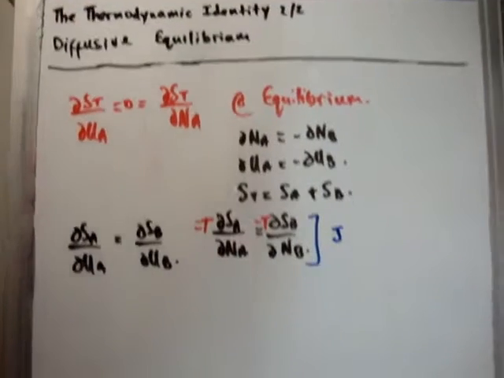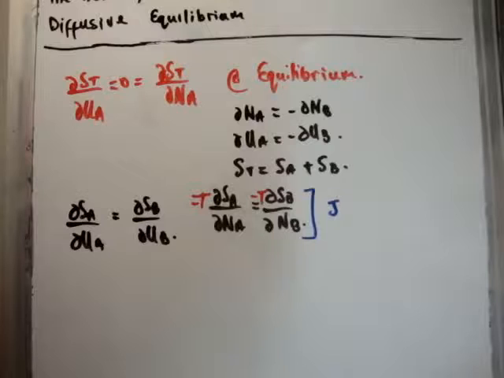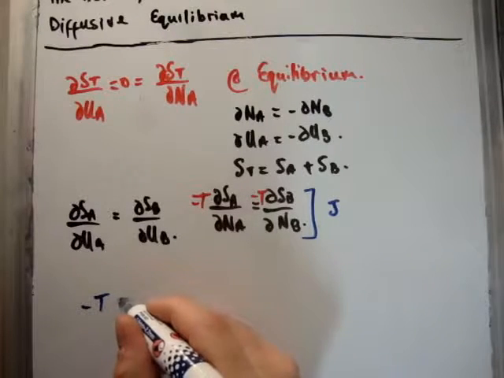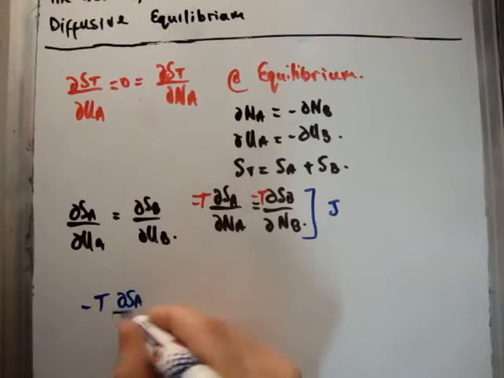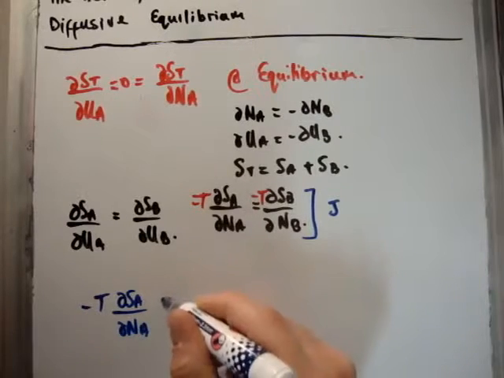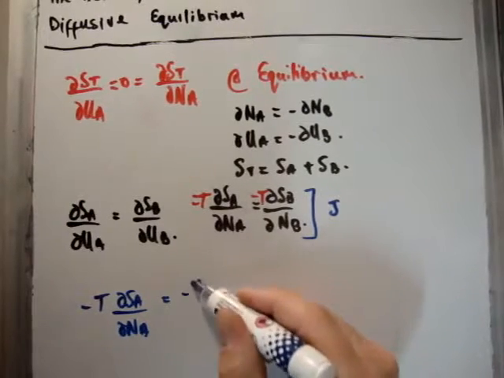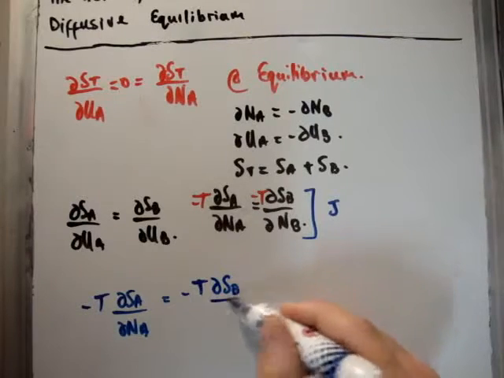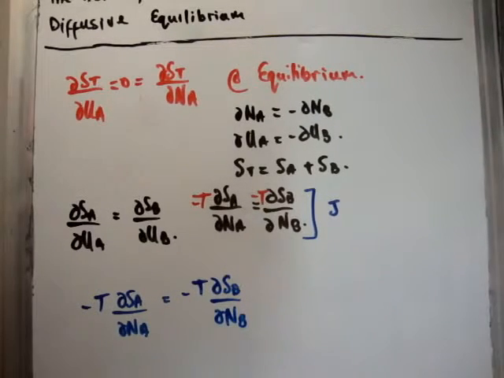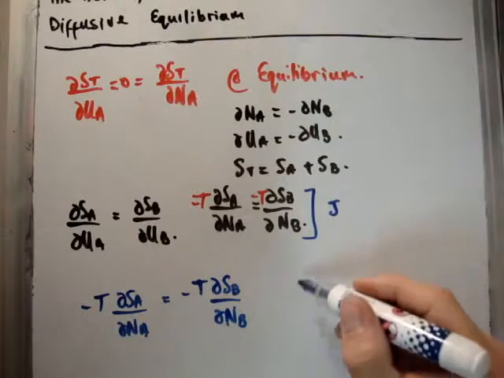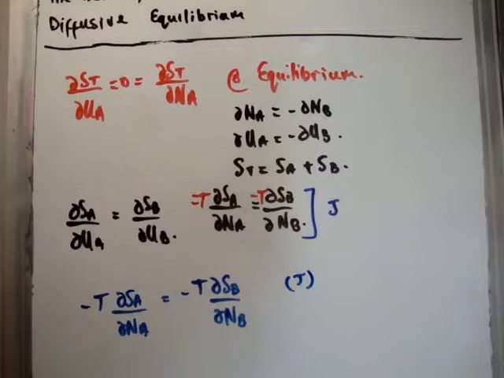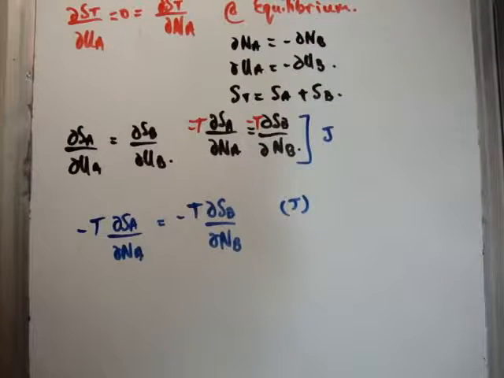So what that means is that we now say that minus T times del S sub A del N sub A is equal to minus T times del S sub B del N sub B. Now, this has units of joules, so we're talking about the joule here. And that's interesting. I always find that this is pretty interesting. So what we do is we define this as being the chemical potential. We define it by definition.